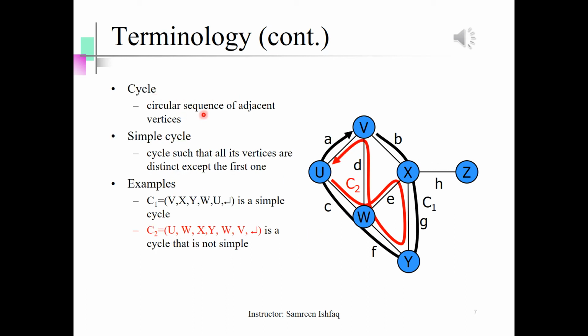A cycle is like a path, a sequence of adjacent vertices. The only difference is that it starts and ends with the same vertex. There are two types of cycle, simple cycle and not simple cycle. C1 is a simple cycle in this graph. It goes V, X, Y, W, U, V. All of its vertices are different. While in a not simple cycle, it starts with U and ends with U: U, W, X, Y, W, U. W is repeating, so it is not a simple cycle.